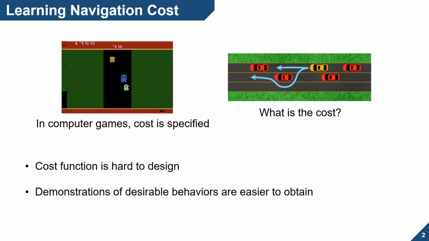It is hard, if not infeasible, to design a cost function that incorporates all requirements like safety, efficiency, and dynamic feasibility. However, demonstrations of desirable behavior are significantly easier to obtain. This work takes a step forward by learning a cost function from demonstration in partially observable environments.